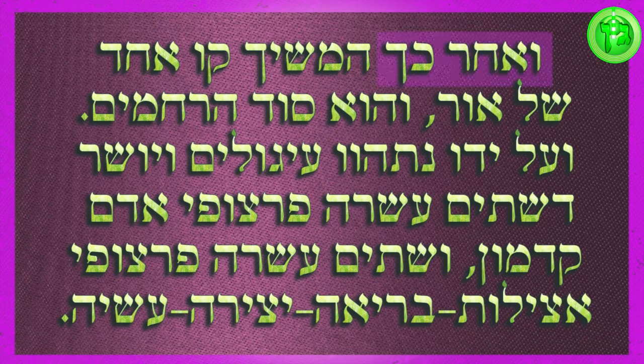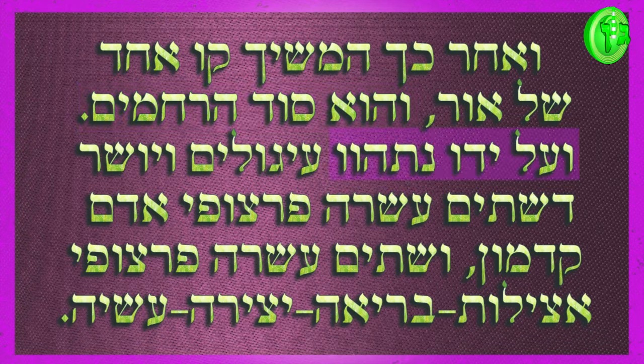Ve'achar kach hemshich kav echad shel or. And then, the Creator proceeded to enter one beam of light, what is known as the kav, into the Challal, Vehu sod harachamim, and in complete contrast to the Tzimtzum, this kav represents the measure of rachamim, i.e., the measure of mercy inside the Challal.